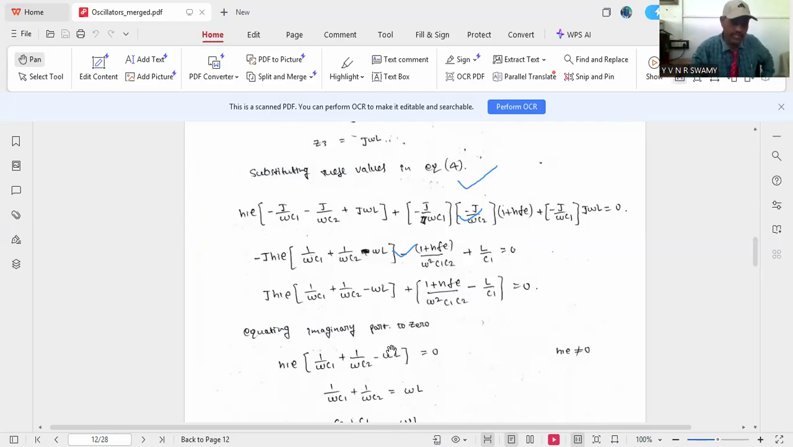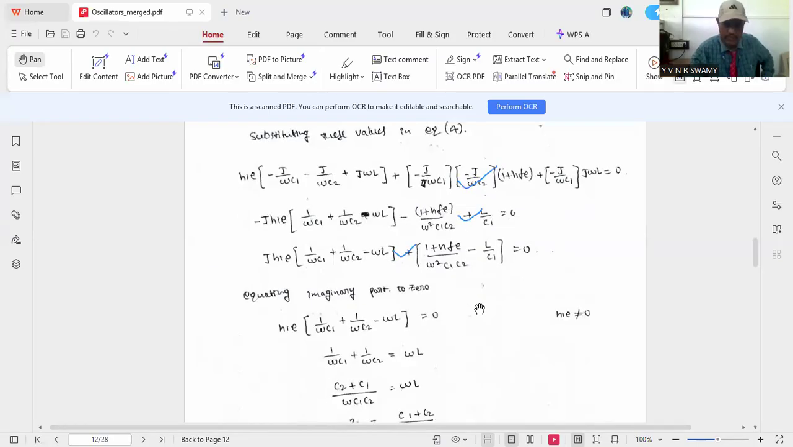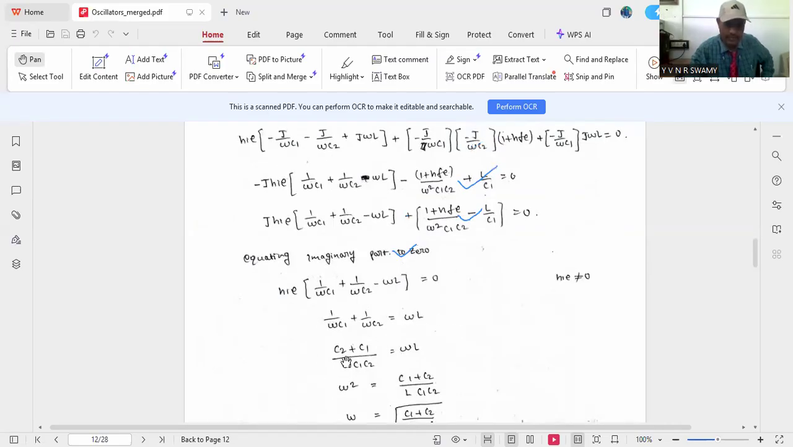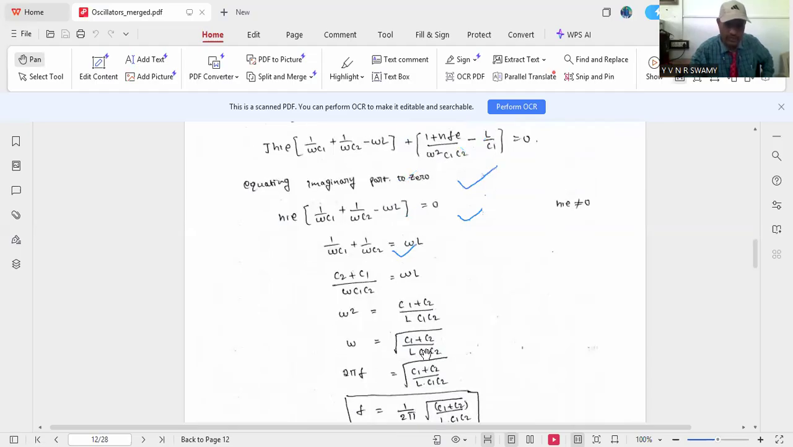Now equating the imaginary part to 0: HIE (1 / (omega C1) + 1 / (omega C2) minus omega L) = 0. Since HIE is not 0, 1 / (omega C1) + 1 / (omega C2) = omega L. Then omega squared equals (C1 + C2) / (L C1 C2), so omega equals the square root of (C1 + C2) / (L C1 C2).